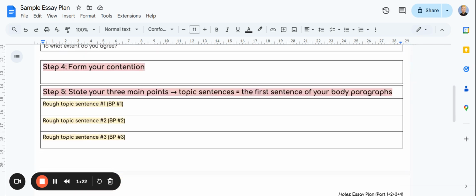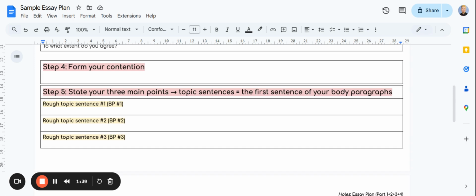What I wanted to cover in this video is steps 4 and 5 of the essay planning process. Step 4 is all about forming your contention. So, what is your stance? What is your point of view? What's your opinion in relation to the essay topic?